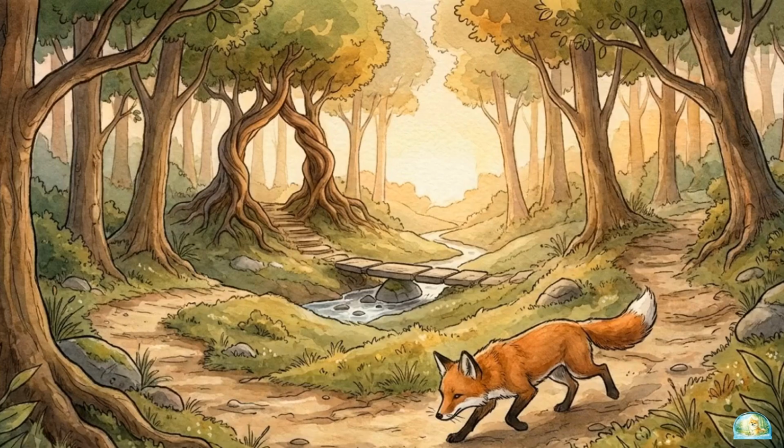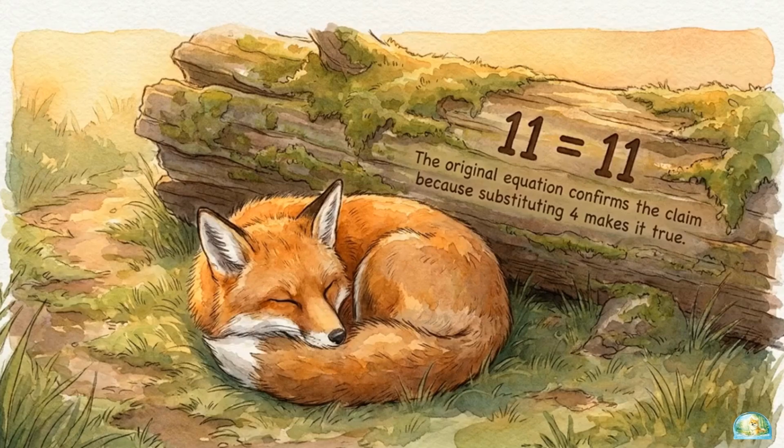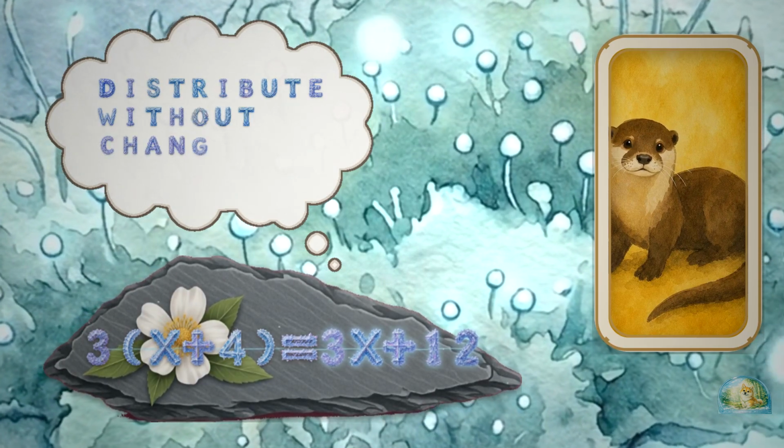The key move is to match the animal action to the exact numbers and symbols in the scene. The environment shows the relationship, and the notation records it. Which mark in the environment proves the mathematical relationship, and how does the animal action make it true? 3 times the quantity x plus 4 becomes 3x plus 12.